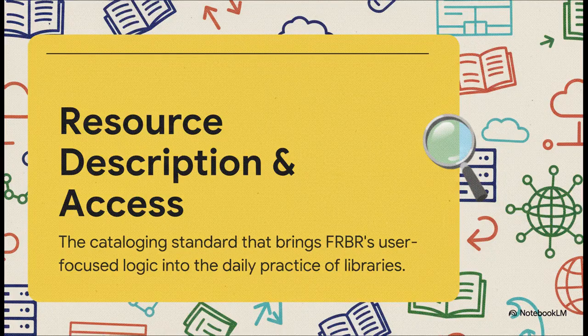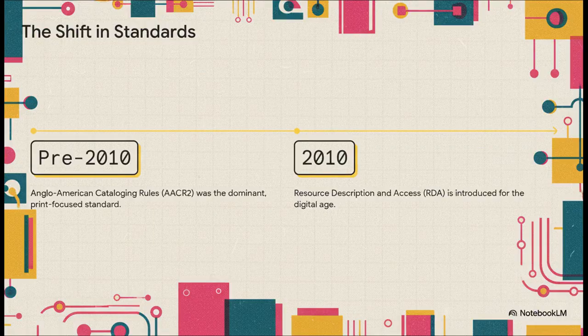And here it is. RDA, or Resource Description and Access. If FRBR is the brilliant architectural blueprint, RDA is the actual construction manual. It's the set of rules and guidelines that lets catalogers take that user-focused logic of FRBR and apply it in their day-to-day work. Now, RDA has been around for a bit. It was officially introduced back in 2010 by a group called the Joint Steering Committee for Development of RDA. The key thing is, it was specifically designed to take over from the old AACR2 and finally give us a standard that works in the digital age.